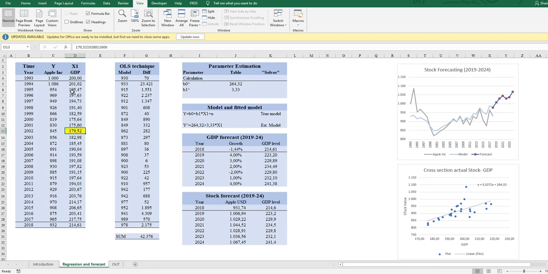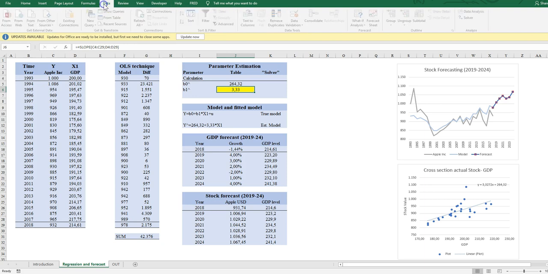And now we would like to estimate the parameters, and we will not here focus so much on statistics. We will just estimate the parameters to build the model. In other sessions I focus on the statistical inference. When we calculate the intercept and the slope of a simple linear regression in Excel, we can simply use the function intercept between Apple and GDP, and the slope.